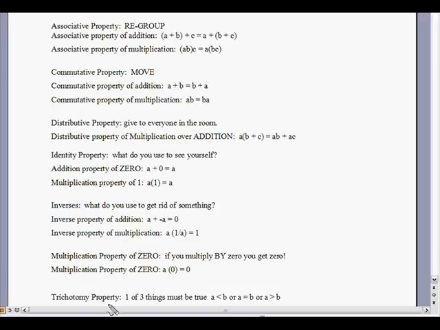We have a few other properties like the trichotomy property, and that's saying that only one of three things must be true. Either A has to be less than B, or A can be equal to B, or A is greater than B.